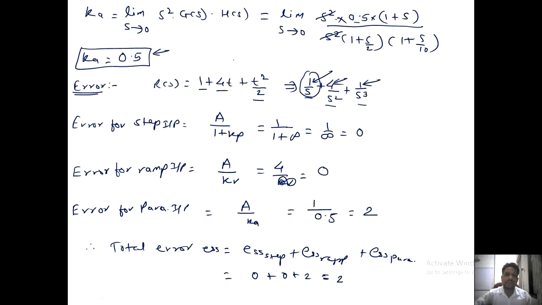Whenever the input is given as a combination of all three, you need to calculate in this fashion: step type, ramp type, parabolic. Get the magnitude of each and every input, then apply the equation of error values, and then sum up all the errors to get the answer. So the last answer will be the total error of the given numerical. Got it? Clear? Let us proceed to the next one.